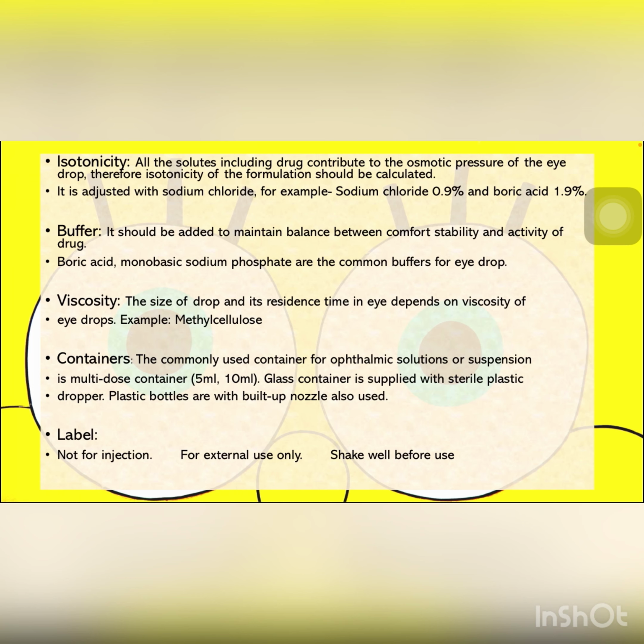Buffer. It should be added to maintain balance between comfort, stability and activity of drug. Boric acid, monobasic sodium phosphate are the common buffers of eye drop. Viscosity. The size of drop and its residence time in the eye depends on the viscosity of eye drops, example methyl cellulose. Containers. The commonly used container for ophthalmic solution or suspension is a multi-dose container, that is 5 ml or 10 ml.